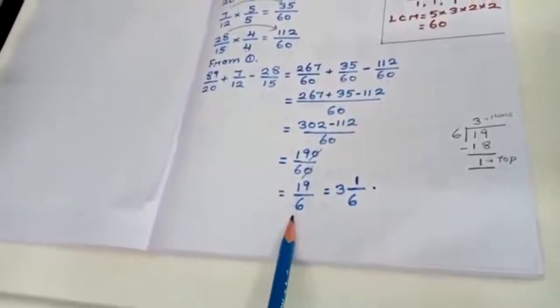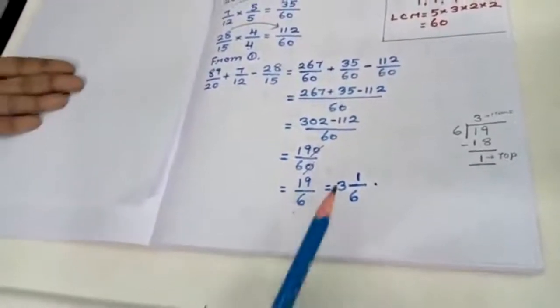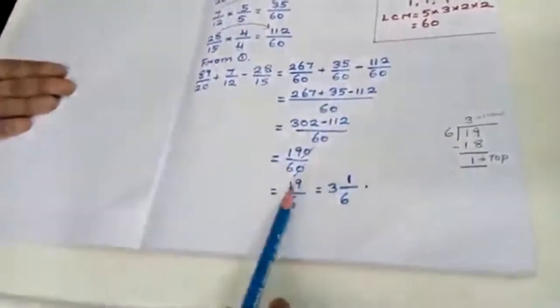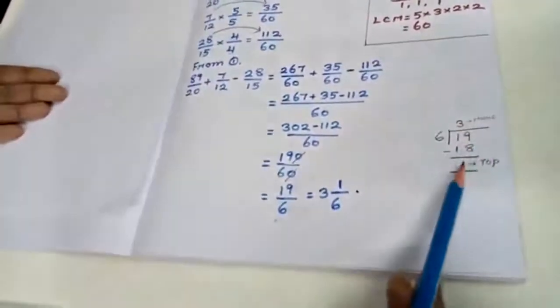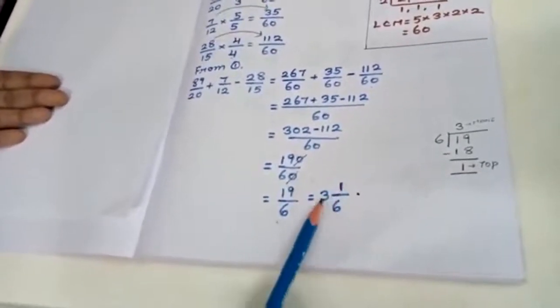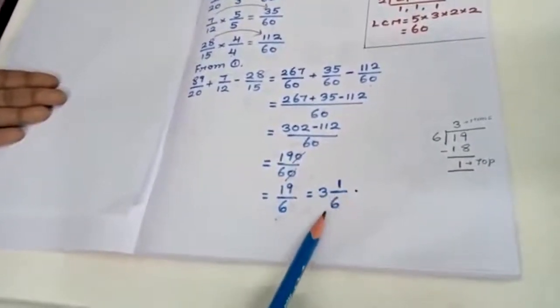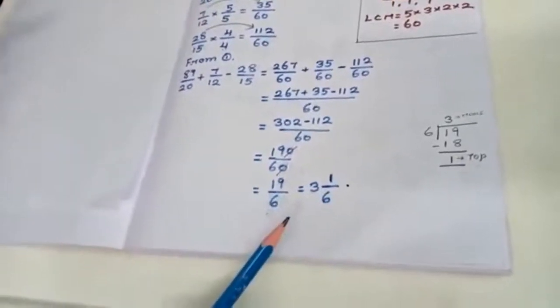Even if you stop like this, no problem. According to your book, they are converting into mixed fraction. This is a way of calculating. Divide 19 by 6. This value you are going to write in the middle, and remainder you are going to write on top. So 3 1 by 6. 6 3s are 18 plus 1, 19 by 6. So this is a way of doing the calculation in your exercise 2b.